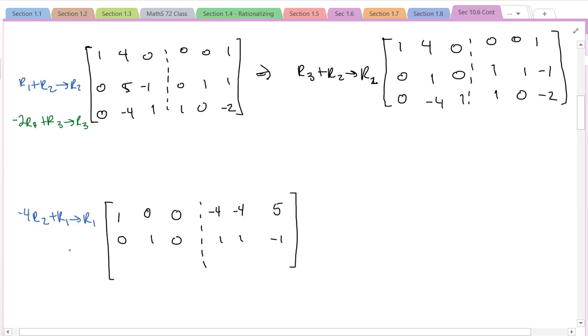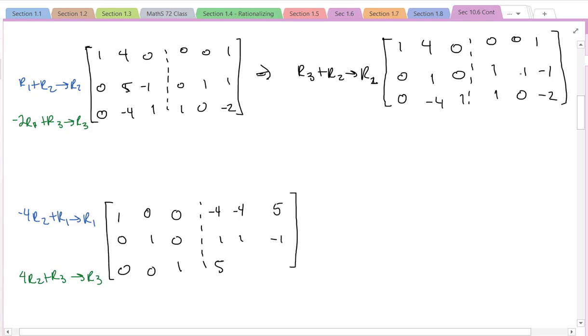And for row 3, we want to get rid of this -4. So I'm going to multiply row 2 by a +4 and then add it to row 3. So 4 row 2 plus row 3 gives us the new row 3. So I'm going to have that's a 0. So +4 minus 4 is 0. 4 times 0 is 0, plus 1 stays 1. 4 plus 1 is 5.